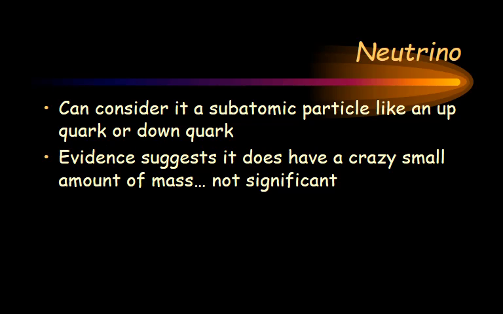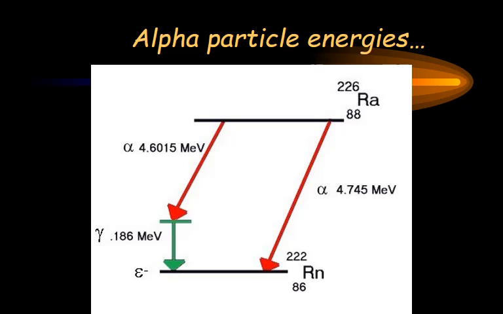So again, about the neutrino, it's a subatomic particle, like an up quark or down quark. And then again, there's evidence that it has a very, very small amount of mass. It's not significant.